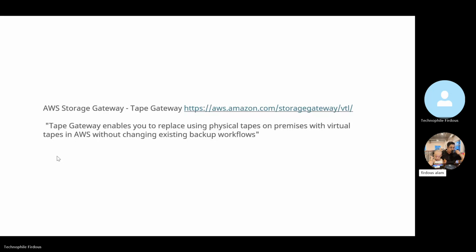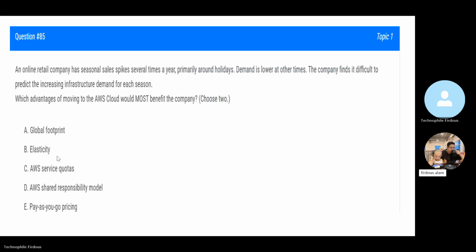Now moving to question number 85. You have 15 seconds. I hope you are all participating by giving your answers in the comments. So this is your question number 85. You have 15 seconds, it's time to start now.